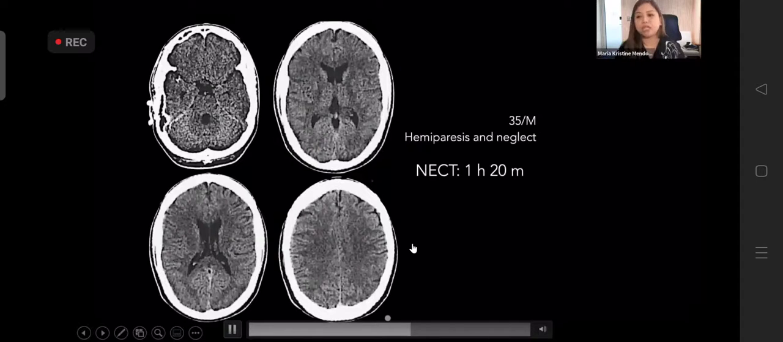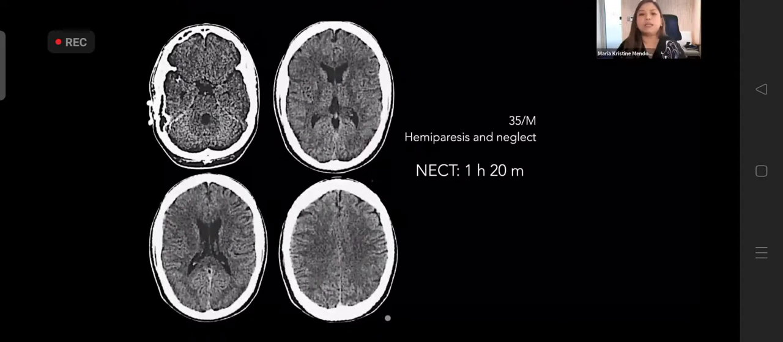Just to emphasize that, this is a 35-year-old male presenting with hemiparesis and neglect. Again, I purposely did not put the side just to demonstrate to you that it's really very hard to zero in on a particular abnormality in CT in the very early stages of ischemic infarct. So for this patient, the involved area is equivocal. There is a suspicious hypodensity noted at the left frontal lobe.